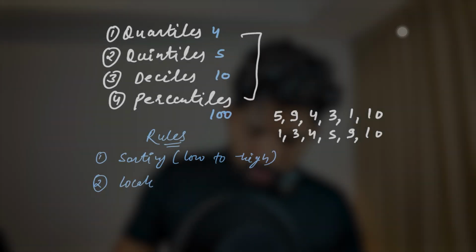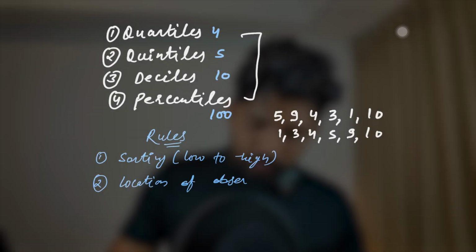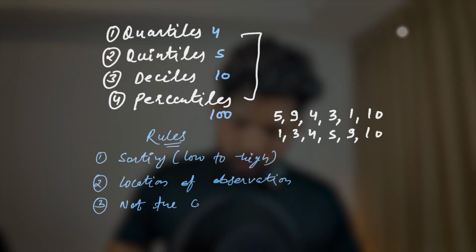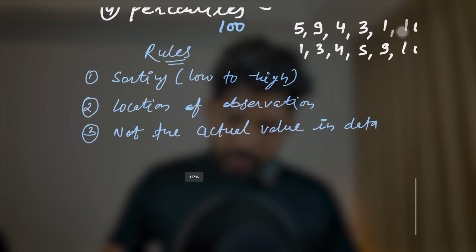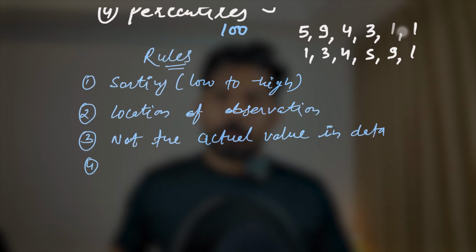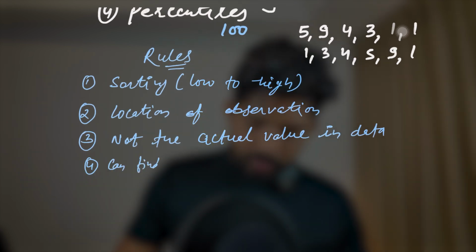Second, you are basically calculating the location of the observation in the data set, right? So you can write, we are finding the location of the observation. Third, the tiles, whatever the tile is, are not the actual value in the data, which we will understand shortly. And the fourth and last but not the least is that you can find any tile with the help of percentile. So now, keeping these points in your mind, we'll start with the further understanding, right?